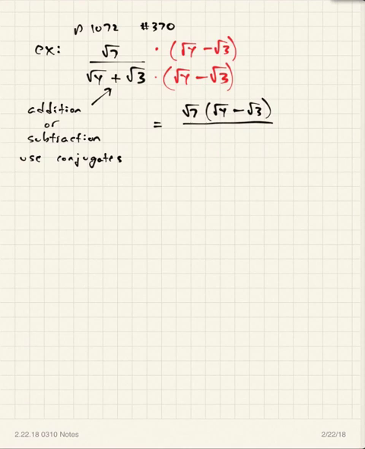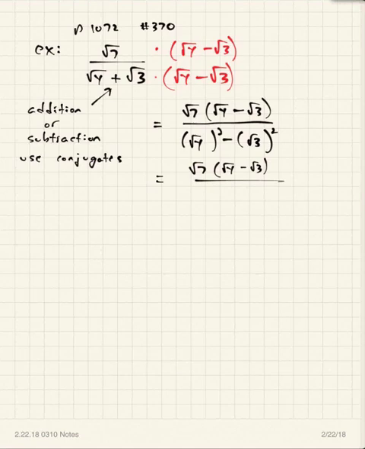In the denominator, I've got conjugates. So I know that's a square minus a square. And then you just drop in those numbers. So this is the square root of y and the square root of 3. Right, it's a squared minus b squared. And so you get the square root of 7 times the square root of y minus the square root of 3. And then in the denominator, this is the square root of y squared and the square root of 3 squared. And so this is just y minus 3.